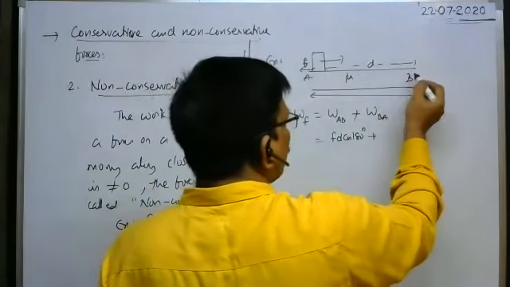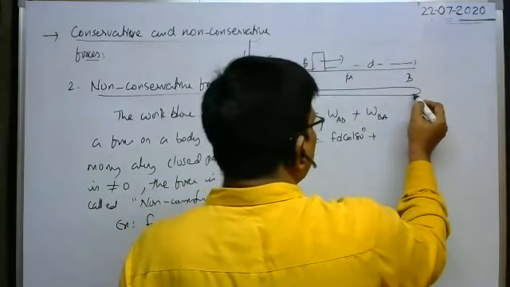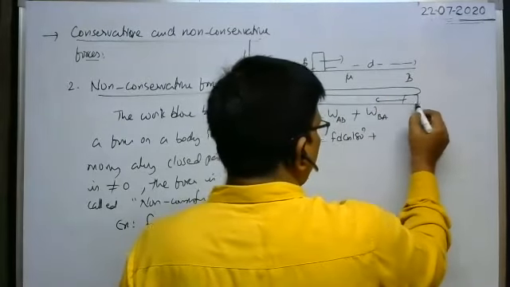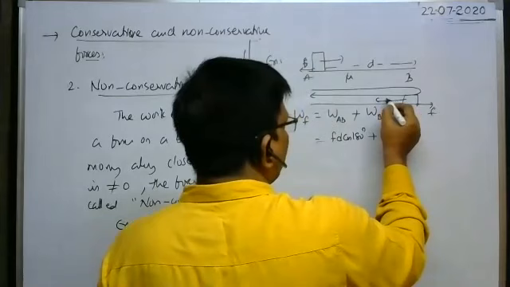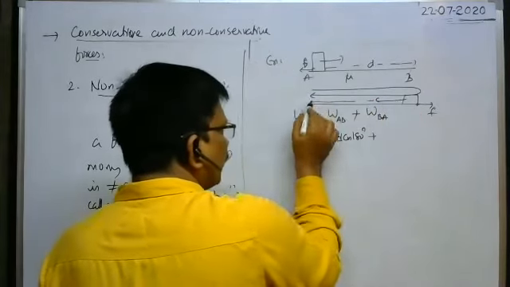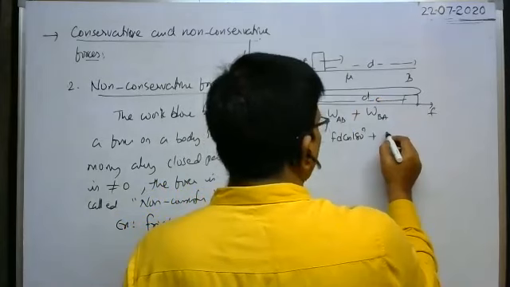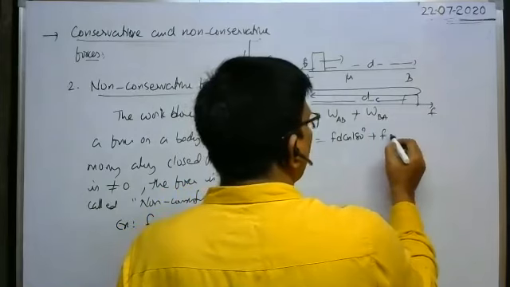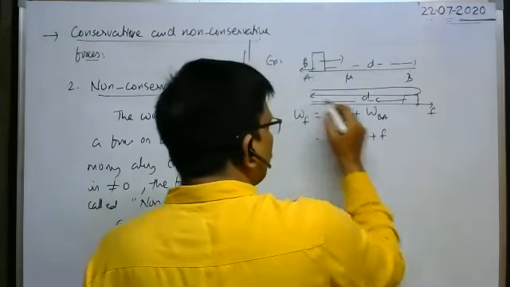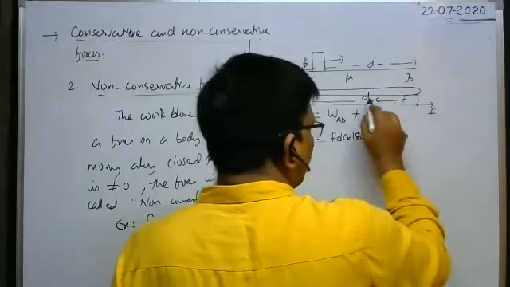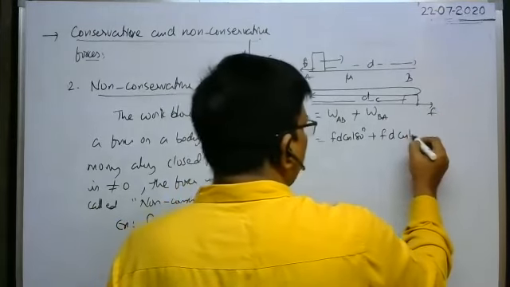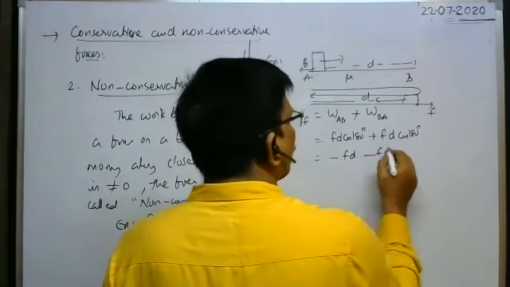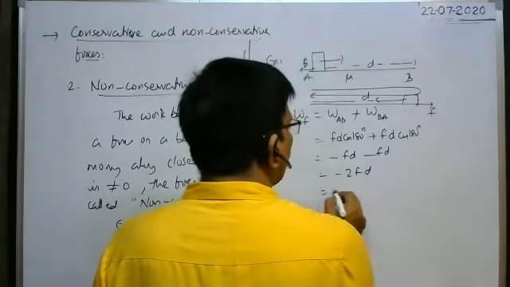Now the work done by friction on the body in moving from B to A. When the body travels from B to A, the friction acts on the body in the opposite direction. Displacement when it comes back to the initial point is d. The friction does not change, so work done is F into d into cos 180, which is minus Fd. Total work done is minus 2Fd.